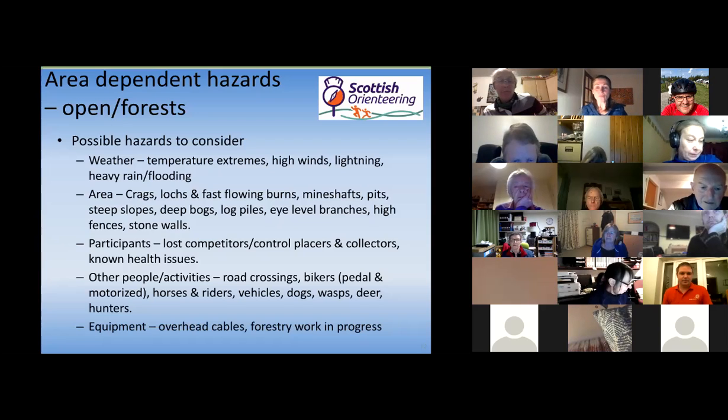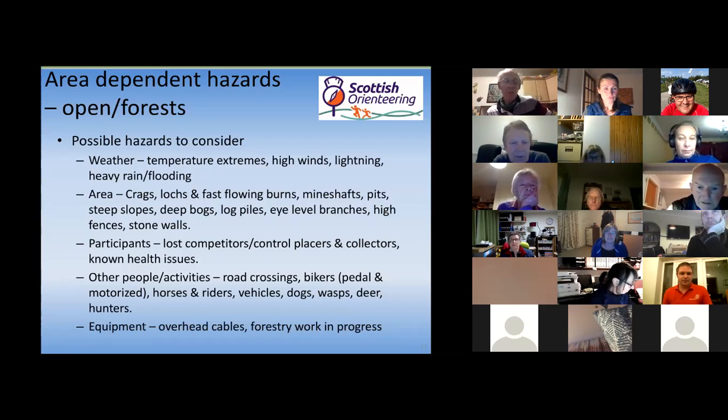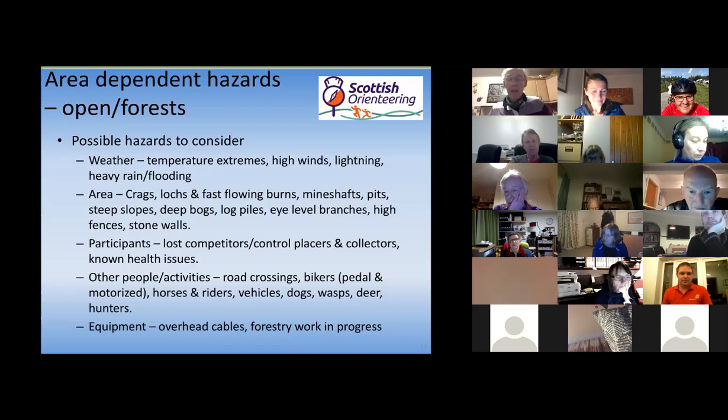Right? Then the participants, we've already mentioned known health issues, lost competitors, other people you have to consider. Take a good view as to, are you going to get mountain bikers? Is it a known mountain biking area, right? And equipment. I mean, this is the fairly serious equipment side. If we move on now to the next area.